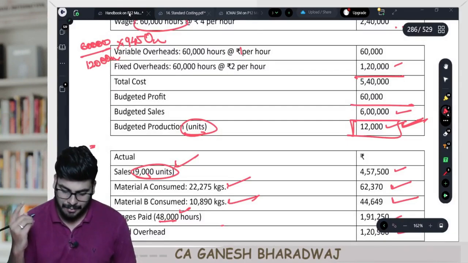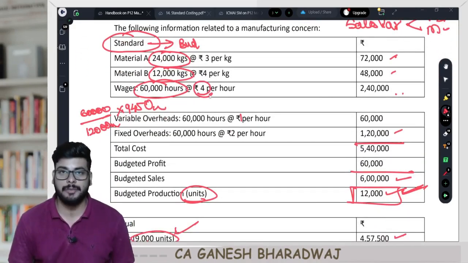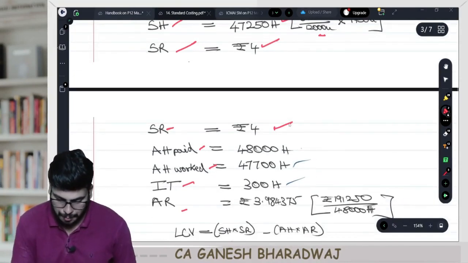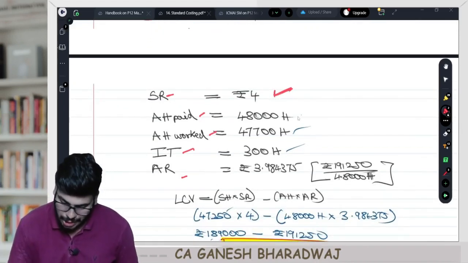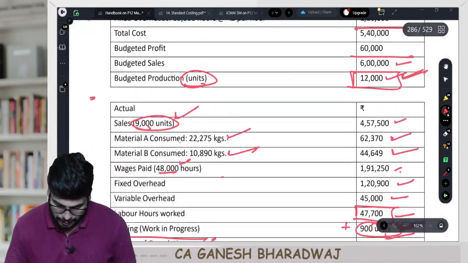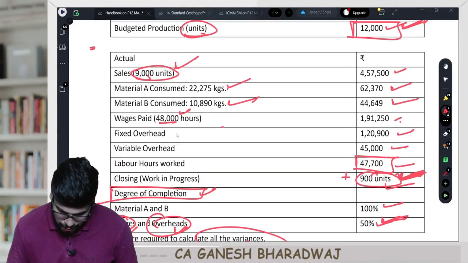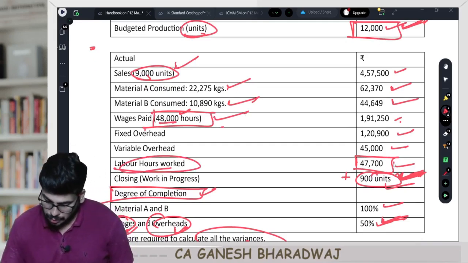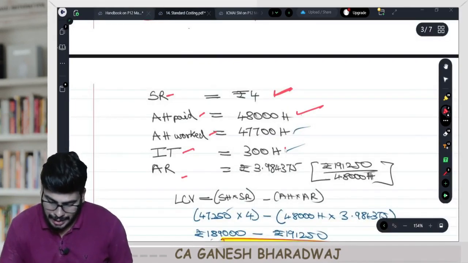And what is the standard rate? Every hour you are allowed to pay how much? Standard rate is going to be 4 rupees per hour. Clear with this? That is what we have mentioned here, 4 rupees per hour. Now, what is the actual hours paid? It's given in the question. The actual hours paid is 48,000, so I have paid them for 48,000 hours, but the actual hours worked was only 47,700. Clearly, these 300 hours are nothing but your idle time. Are you clear with this, guys?